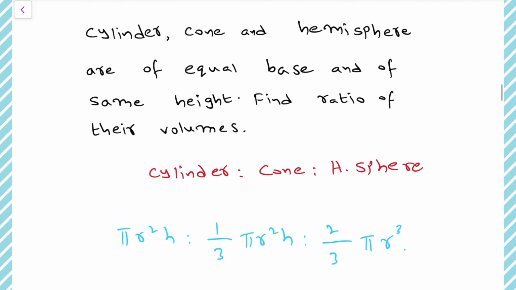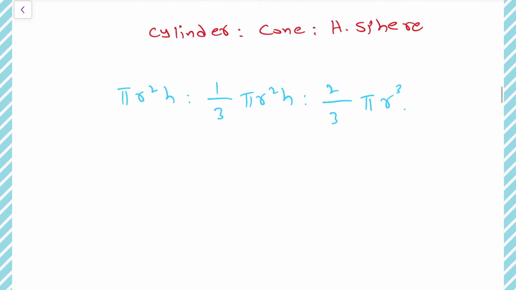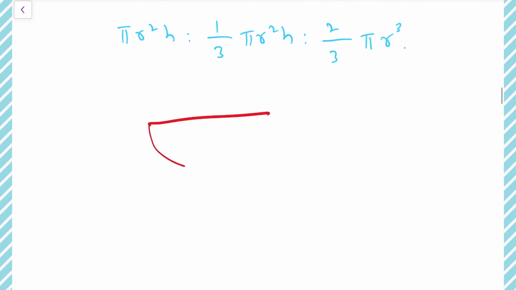Okay, now coming back to the question again. Cylinder, cone and hemisphere are of equal base and of same height. This is hemisphere. From here to here, this will become the height of the hemisphere. So that is nothing but the radius of the hemisphere. So the height of the hemisphere is exactly equal to the radius of the hemisphere. Just remember this: height of the hemisphere is equal to the radius of the hemisphere.